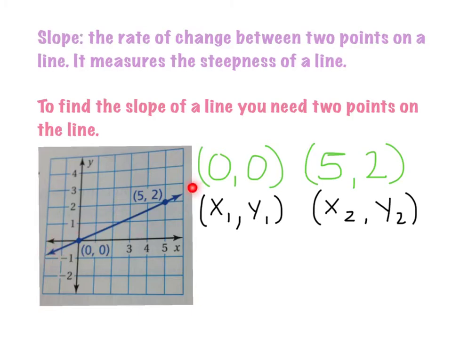Here we have a function that's graphed and 2 points are shown. You can use any 2 points that are on the straight line. We're going to use (0, 0) and (5, 2).